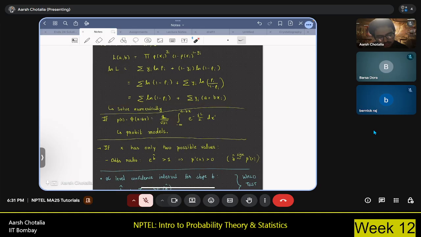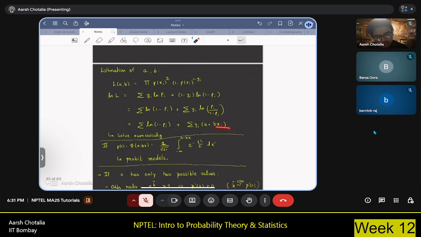The reason is that you have A and B here, but you also have A and B here as well with logarithms. Okay, so you end up having a transcendental equation that is not solvable exactly.